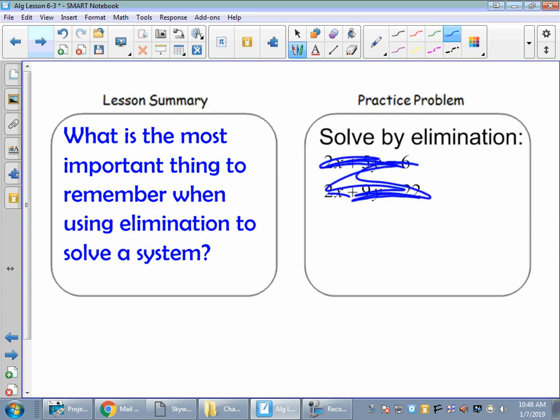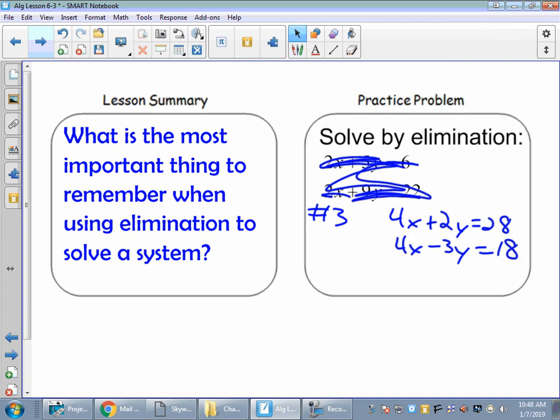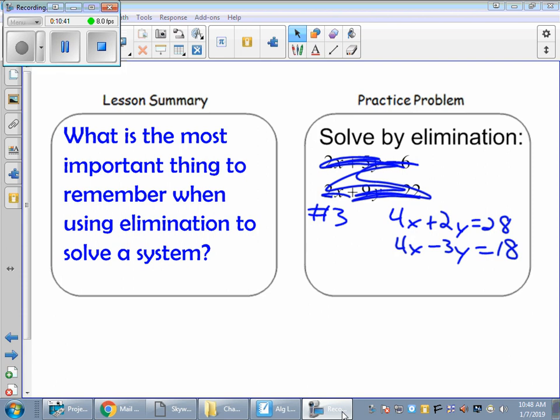And then the practice problem, I know I've got to change this because this is actually one we already did. So let's do number three from your notes, number 3 practice problem. So I think it's 4x plus 2y equals 28, and then 4x minus 3y equals 18. Okay, so let's do that one for our practice problem. So that's it from section 6.3, elimination.